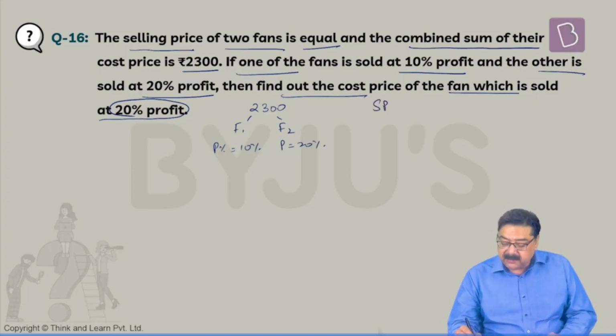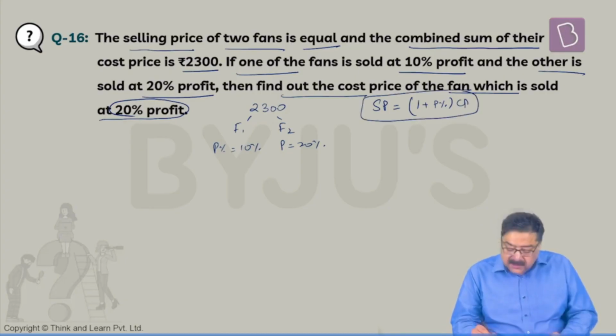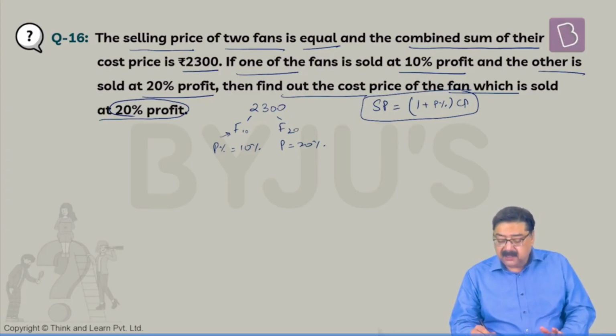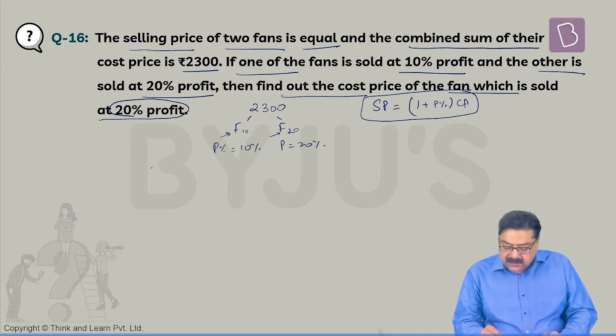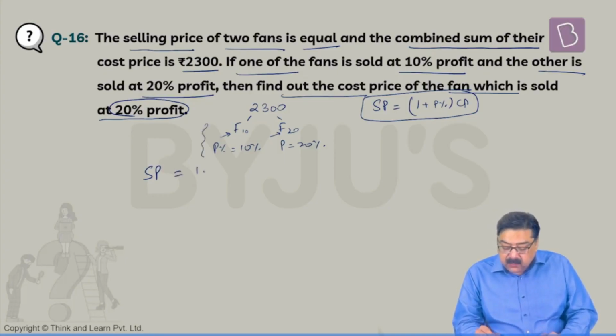So we know that selling price equals 1 plus profit percent into CP. Here we are taking the case of profit percent because loss is not being made into CP. So as the selling price for both the items would be the same, let us say, F10 and F20, so that this is the cost of the fan which is sold at 10% profit and this is the cost of the fan which is sold at 20% profit. So the selling price of the first fan shall be 1.1 times this fan's cost price and the selling price of the second fan is 1.2 times, and we have to find out the cost price of the fan which is sold at 20% profit.